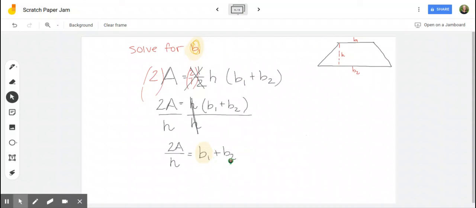Well, how do we get rid of something that's being added? Or how do we cancel out something being added? We do the opposite. So we are going to subtract b sub 2 from both sides. Okay, so I had what was already on the left, and I subtracted b sub 2 from it, or b2, base 2.